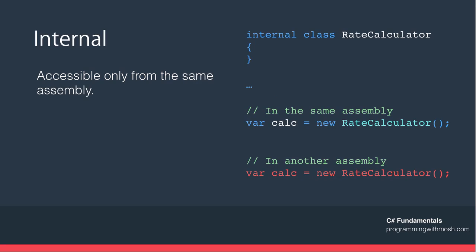Okay, next one is internal. Internal is a modifier that we often use with the classes, not their members. It really doesn't make sense to declare a class member as internal. But there are cases that you may declare a class as internal.